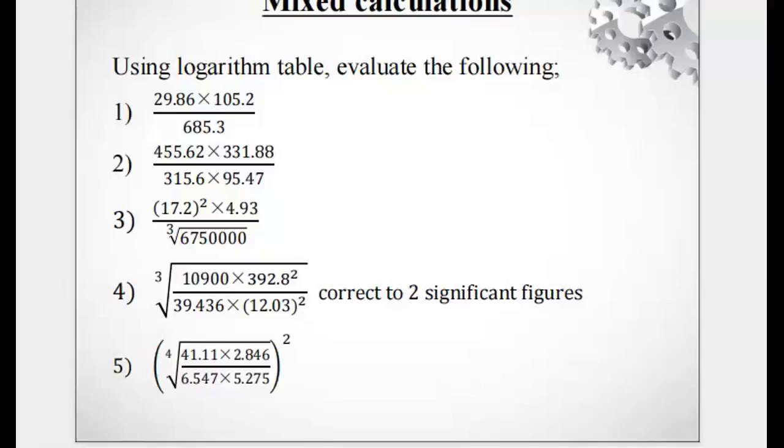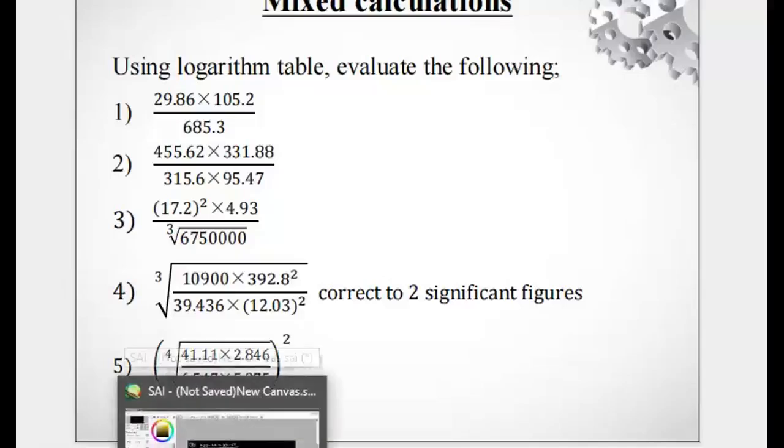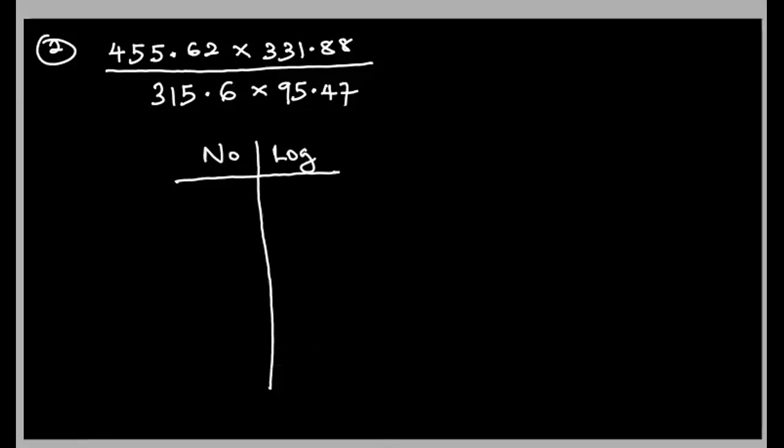Here we have the next question, number 2. Let's set it up this way. I'll have 455.62. But observe something here. If I'm to get my characteristics, I have 3 digits here, so I'll do a -1. It becomes 2. That is how it's being done. Always do a -1 on the number of digits in the whole number.